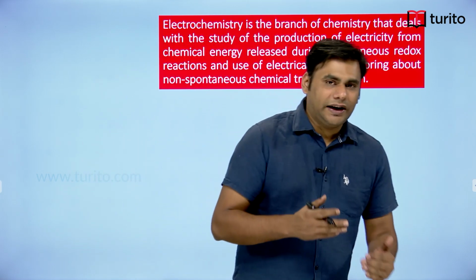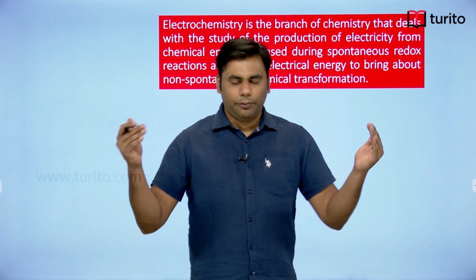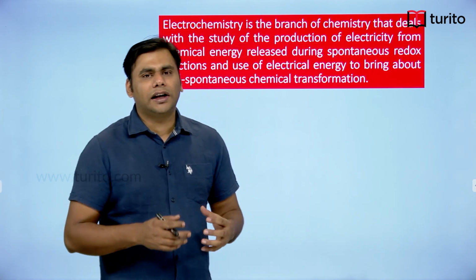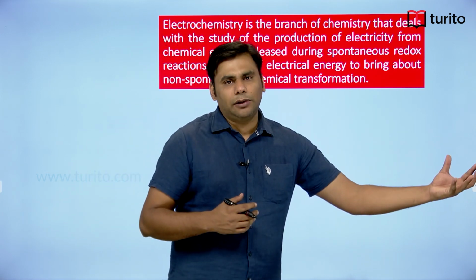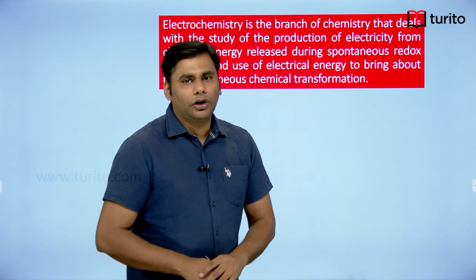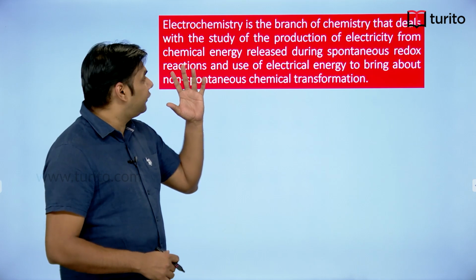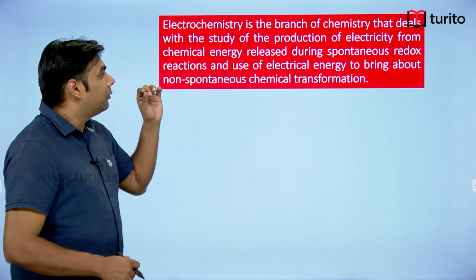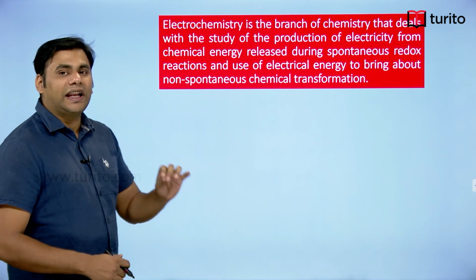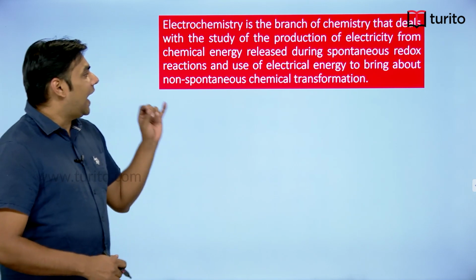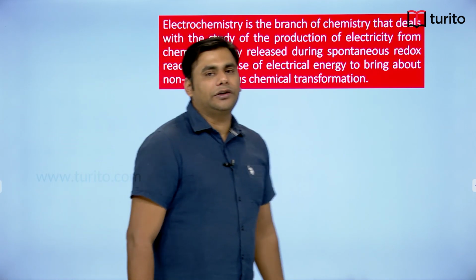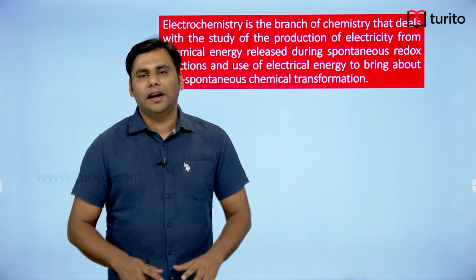You might have studied the electrolytic cell, where we pass electricity through a solution of an electrolyte and decompose that electrolyte into cation and anion. The cation migrates toward one electrode and the anion toward the other. So electrochemistry deals with the production of electricity from chemical energy released during a spontaneous redox reaction, and the use of electrical energy to bring about a non-spontaneous chemical transformation is also studied under electrochemistry.